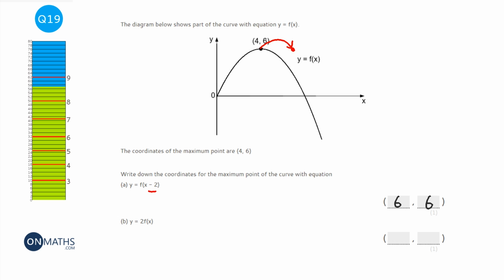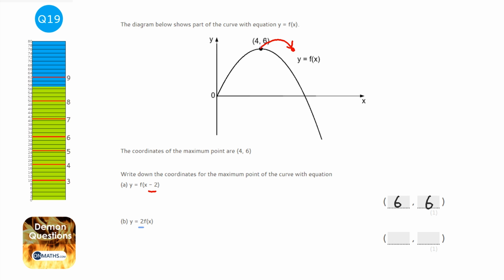So a minus moves the graph right, and a plus moves the graph left. Just try and remember it's the opposite way around to what you think. Anything outside the bracket will mainly affect the y. So that 2 there for question B will be affecting the y.